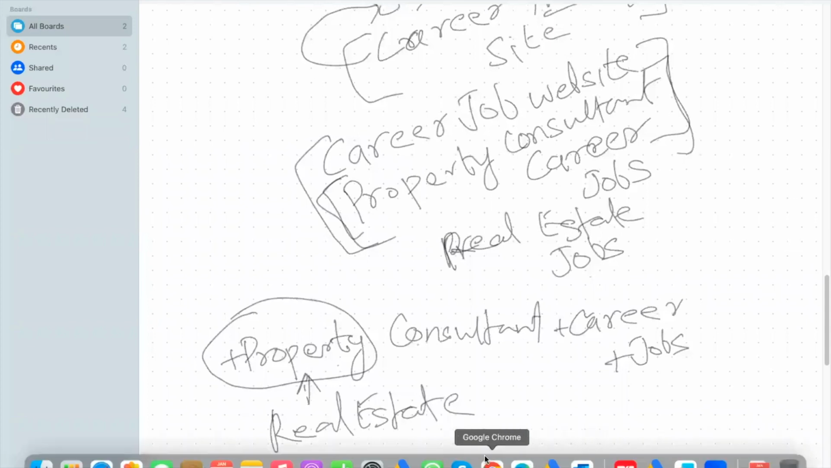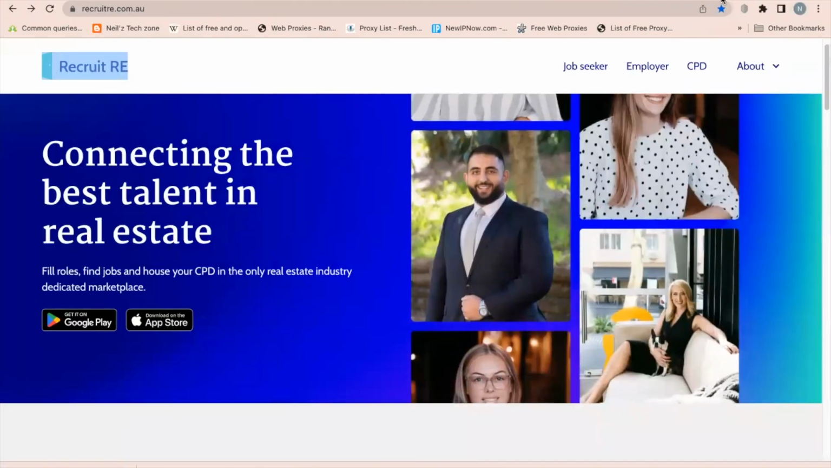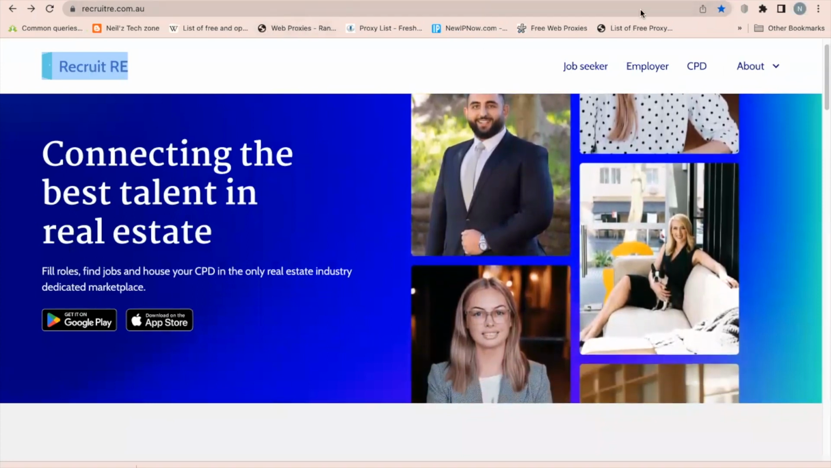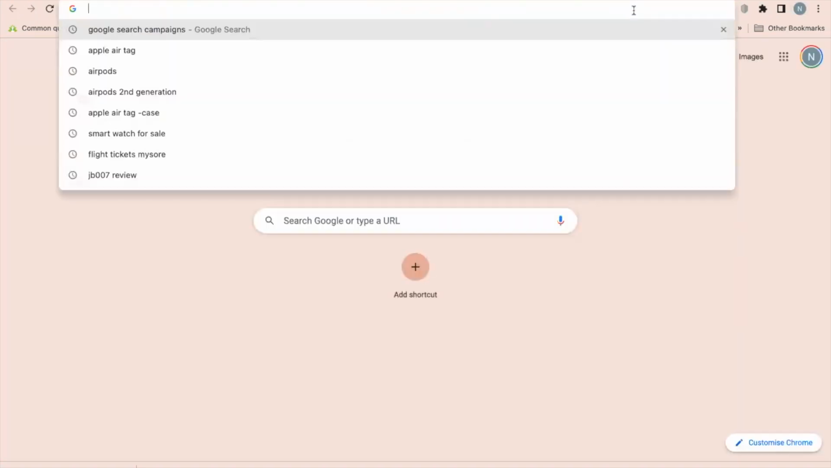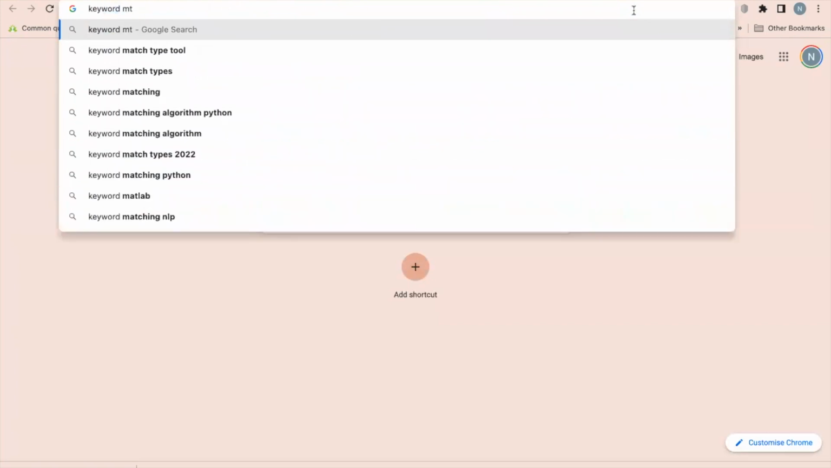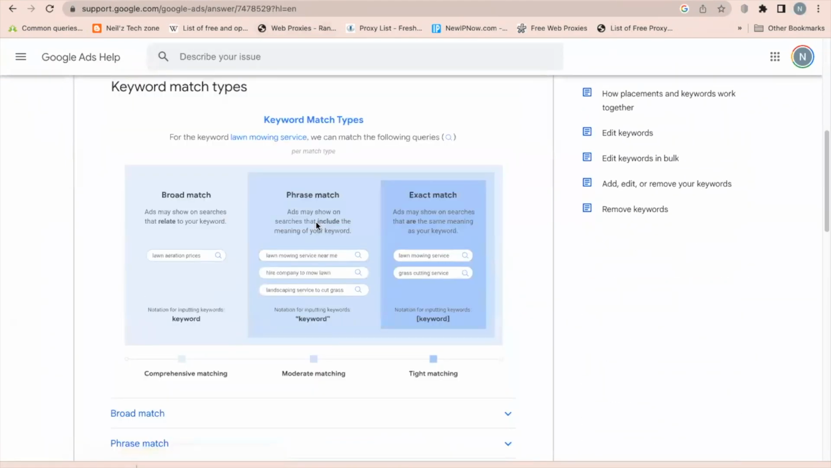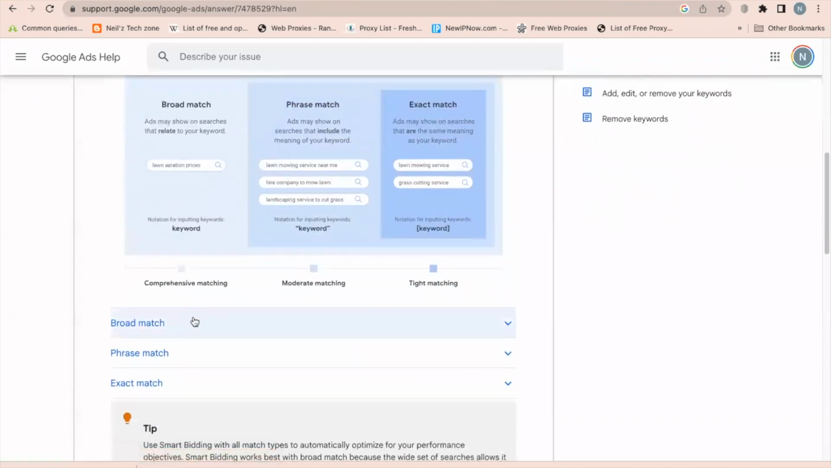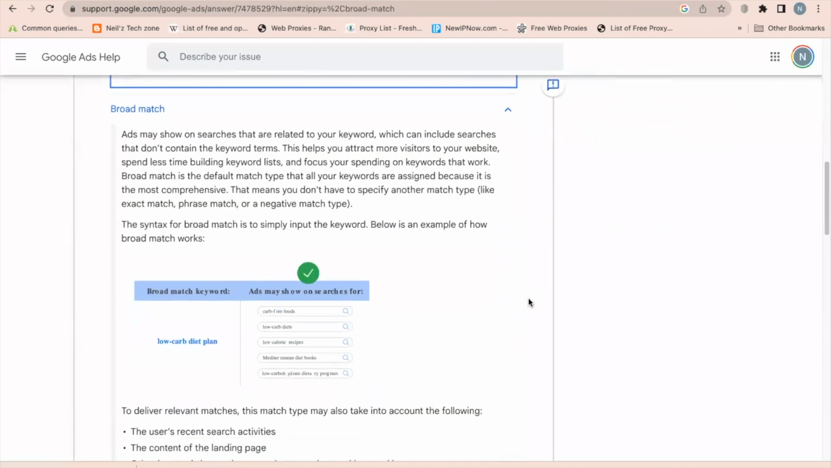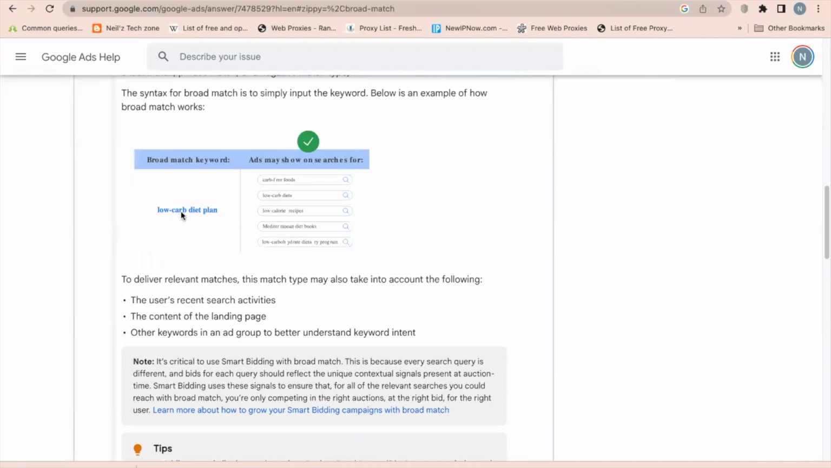So let me do one thing. Let me open the match type support document from Google. Okay, so let's see. For example, they have given low carb diet plan. So carb free food is also in broad match. All these search queries will get triggered for this main keyword. You can see it is taking a very big variation.